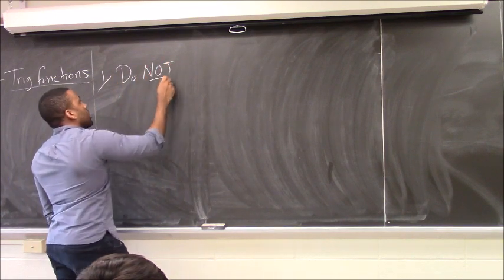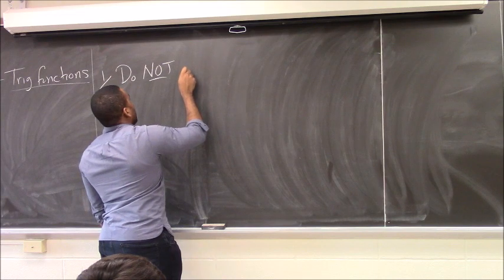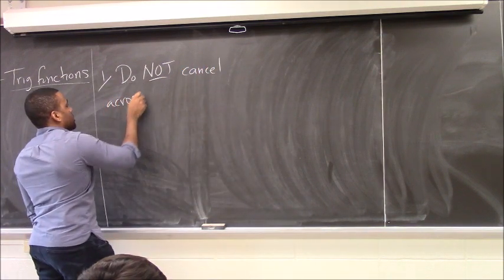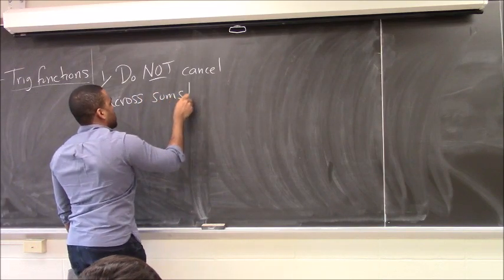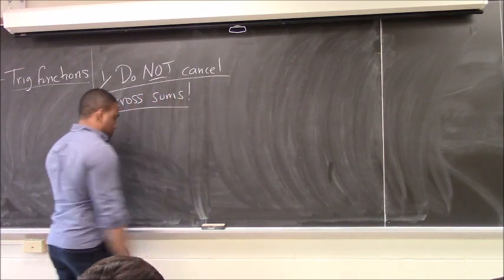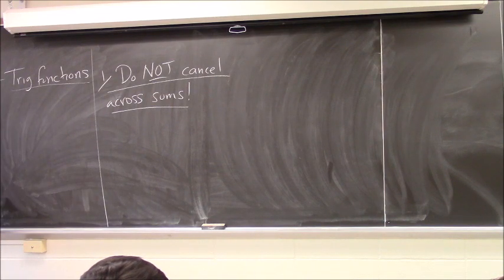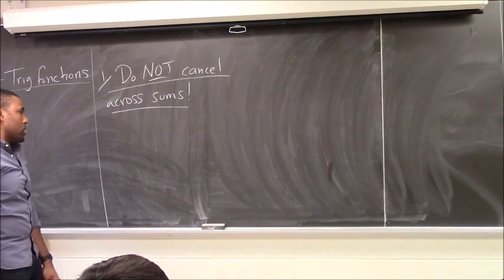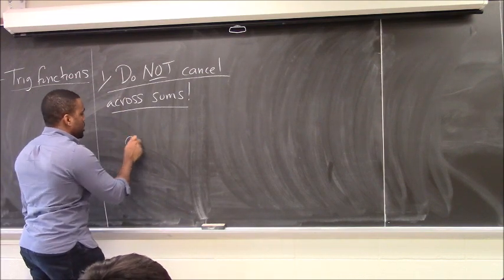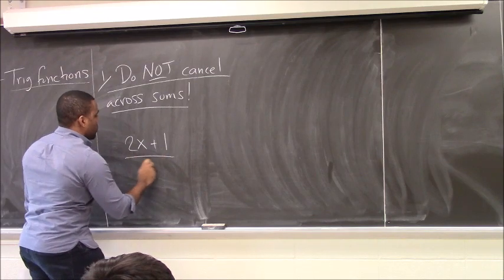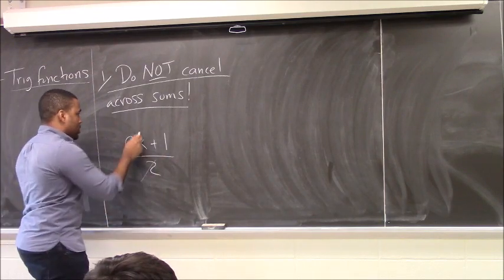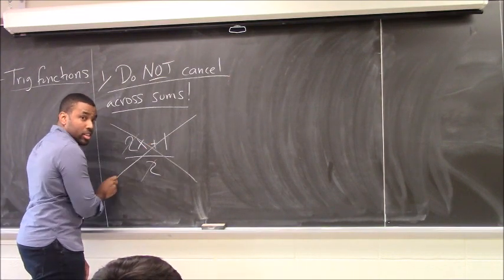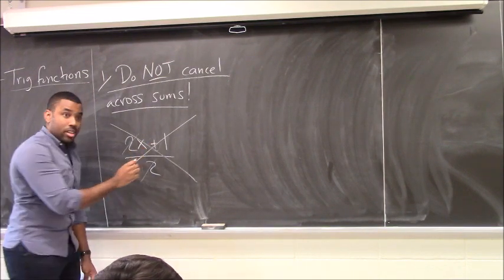One thing that you are not allowed to do: do not cancel across sums. It's very bad. Students get into a lot of trouble for doing this. So if you're working on a problem and you get to a point where you have something like 2x plus 1 all over 2, and you want to cancel the 2's, no, you cannot cancel the 2. That is super illegal. You cannot cancel the 2's here because there's a plus sign.